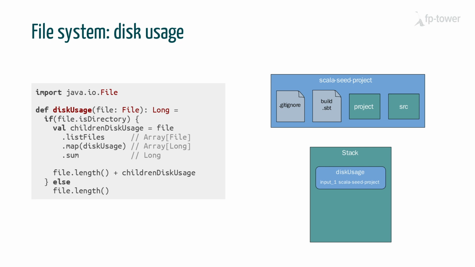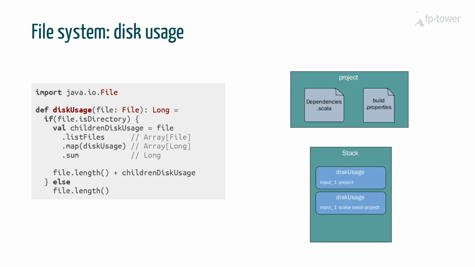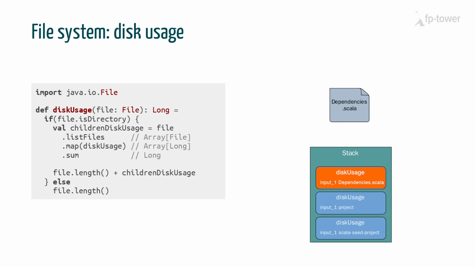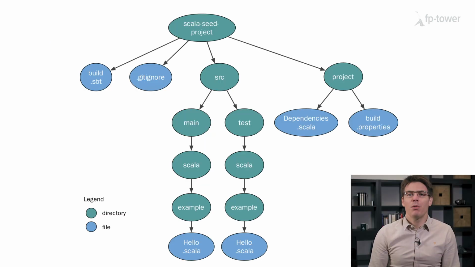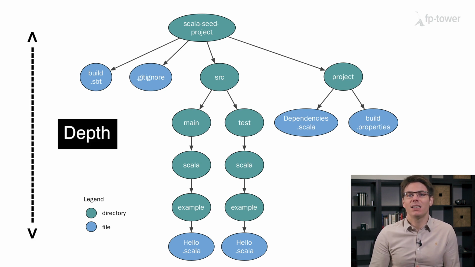Then we repeat the same process for build.sbt. When we reach project, this time it is a directory. So we need to call disk usage on all its children, which adds a third frame on the stack. So if we imagine the file system as a tree, where each branch is a directory, shown here in green, and each leaf is a file, shown here in blue, then calculating disk usage recursively requires a stack with a size that is proportional to the depth of the tree, right?